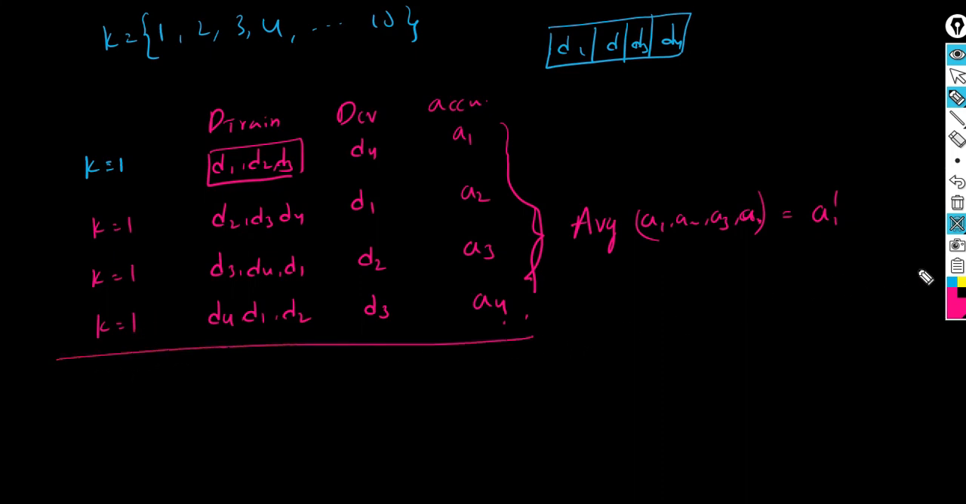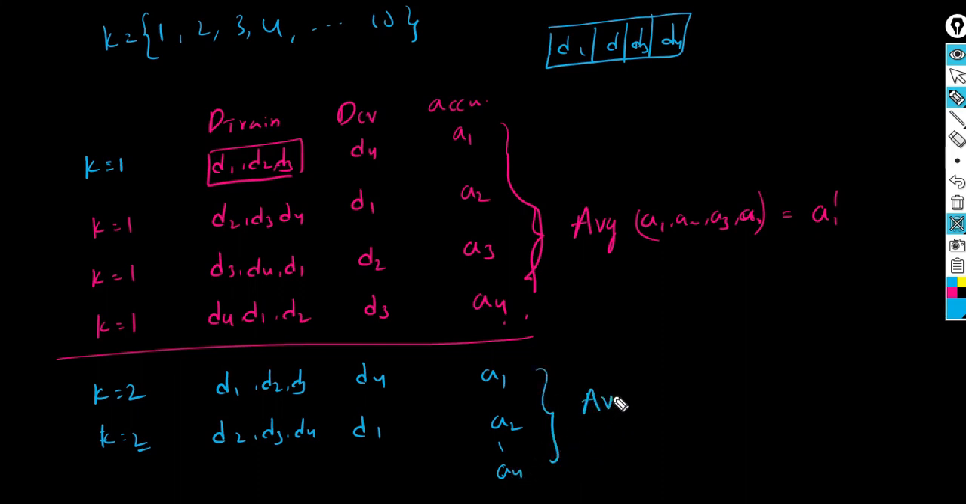And similarly, now k equal to 2. For k equal to 2, with D1, D2, D3 as the training data and D4 as the cross validation data, we will get some accuracy A1. For k equal to 2, the data will be D2, D3, D4, and D1 is the cross validation data. A2 is the accuracy that we will get on D1 with k equal to 2. Similarly, we will get up to A4. Now we'll take the average. Here we will get A2 dash.